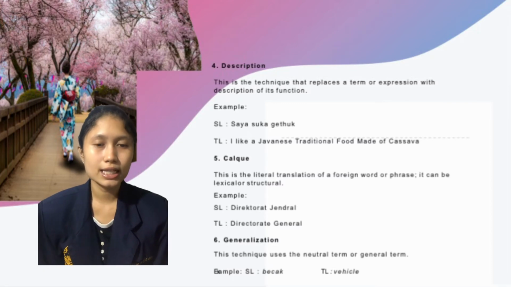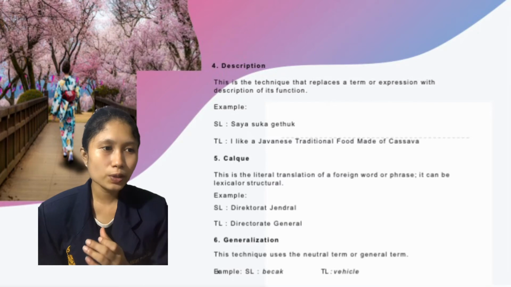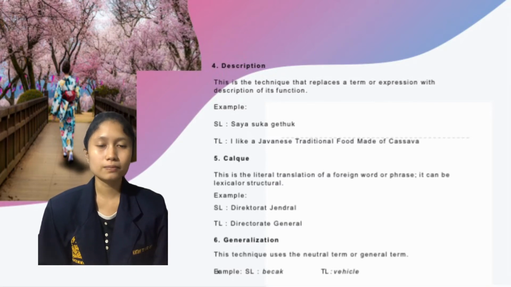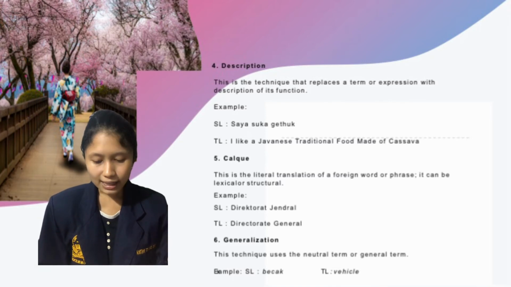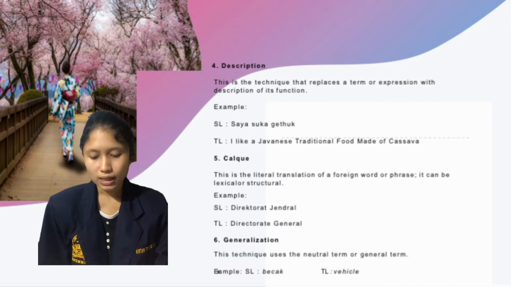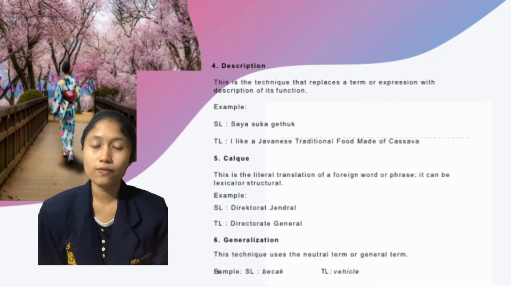Okay, the fourth is description. This is the technique that replaces a term or expression with a description of its function. For example, source language "saya suka getuk", into target language "I like a Japanese traditional food made of cassava". Here, the term "getuk" changes into "a Japanese traditional food made of cassava". There is a description of the function of getuk.